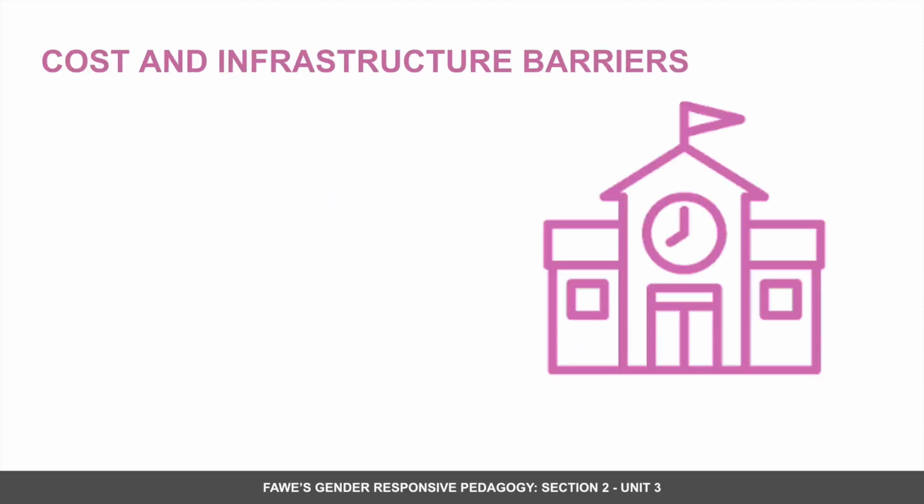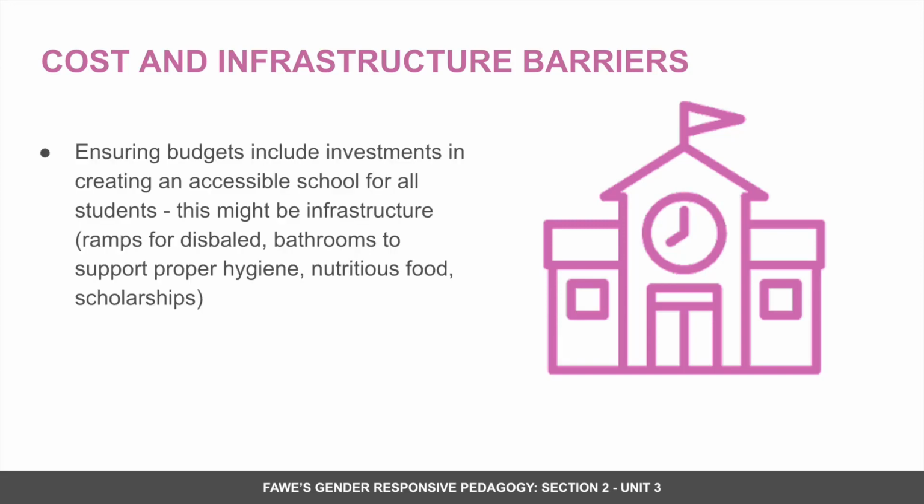Cost and infrastructure concerns include. Please write your response. Ensuring budgets include investments in creating an accessible school for all students. These might be infrastructure, for example, ramps for those who are disabled, bathrooms to support proper hygiene, nutritious food, and scholarships.